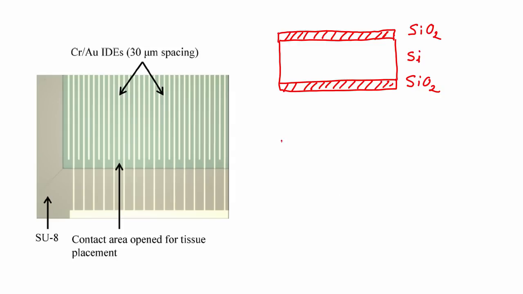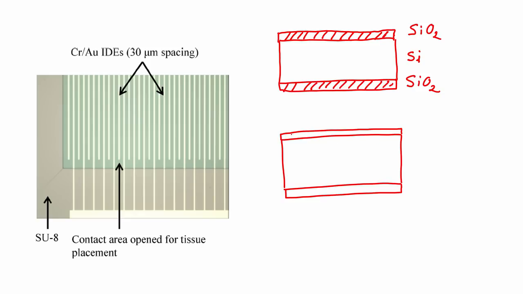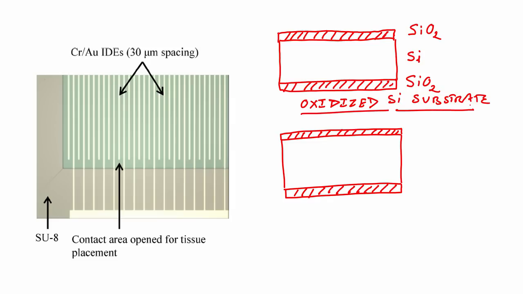Now, what we have to see is if I want to deposit a metal or a semiconductor on this oxidized silicon substrate. This is now your oxidized silicon substrate. We have seen what substrates are, so now it is an oxidized silicon substrate.